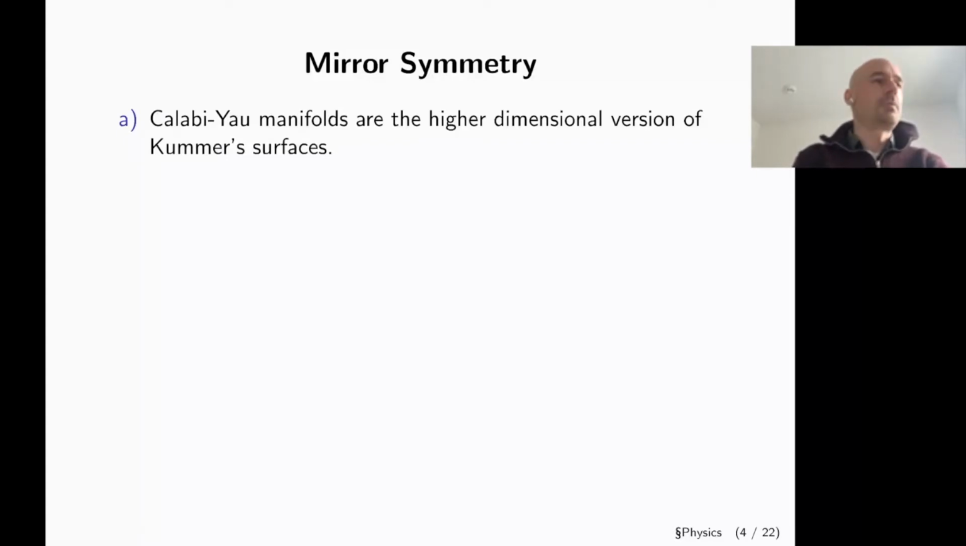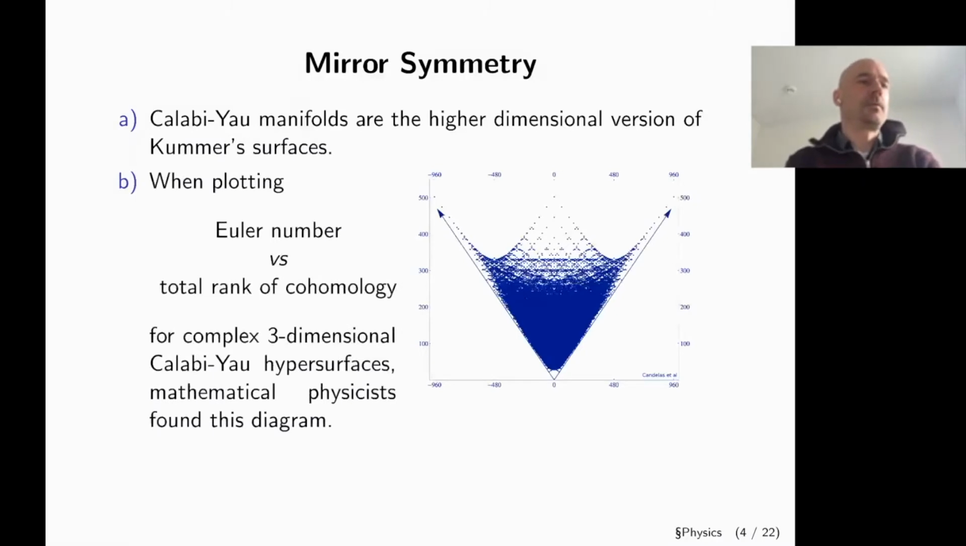And of course, you probably all know that the Kummer surface more generally is called a K3 surface. So Calabi-Yau manifolds are higher dimensional versions. So we go from dimension 2 of a surface to a 3-fold. And in the early 90s, mathematical physicists performed this plot where you see here that when you look at all Calabi-Yau threefolds that were known at the time, they came as hypersurfaces in weighted projective spaces.